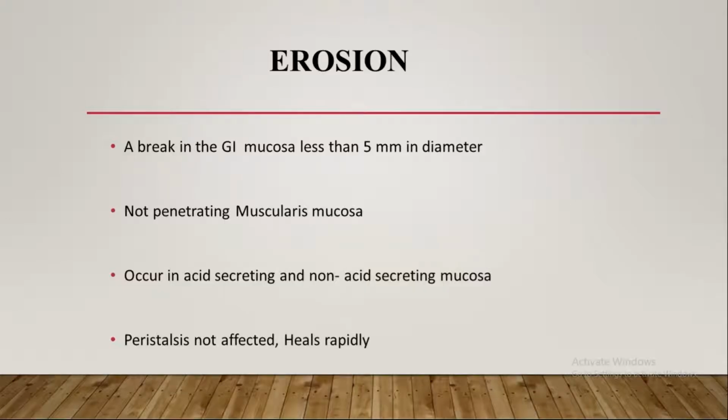In contrast, an erosion is a break in the gastrointestinal mucosa which is less than 5 mm in diameter, and it does not penetrate the muscularis mucosa. It can occur also in acid secreting and non-acid secreting mucosa, and it heals rapidly as compared to an ulcer.